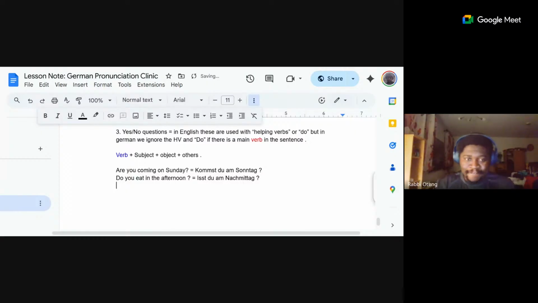Klar. So the only time we use do, the only time we use the helping verb is when they stand alone. It's when they stand alone. An example is: are you tired? In this case, is there any other verb in the sentence? What's the main verb in this sentence?